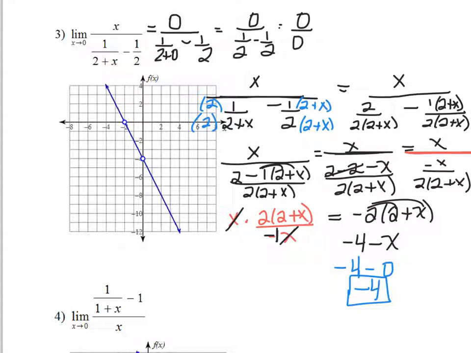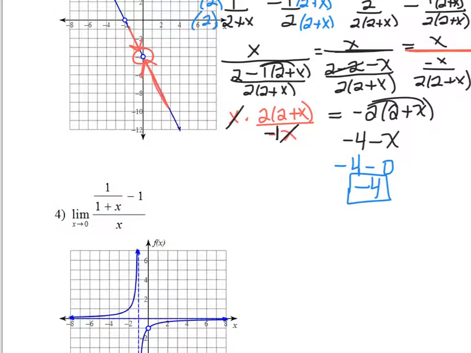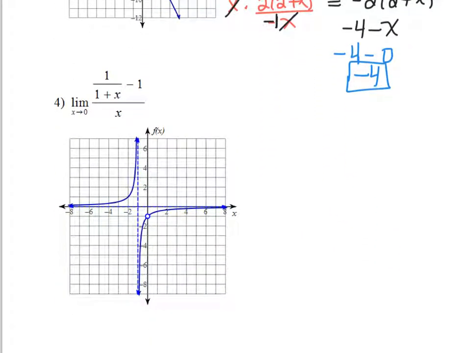So let's check our graph, see if it works. The limit from the right is equal to the limit from the left, and it's at 4. So that's my limit. Excuse me, negative 4. All right, let's look at example number 4. Same type of problem. I want the limit as x approaches 0. We know by looking at the graph, the answer looks like it's negative 1, right here.